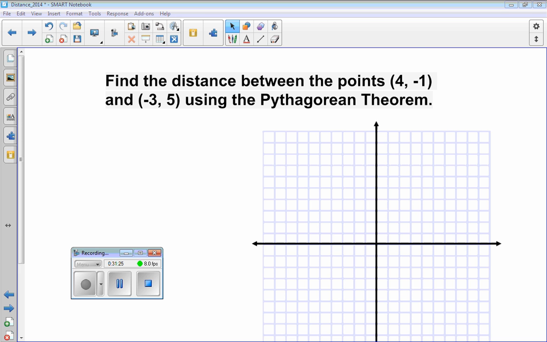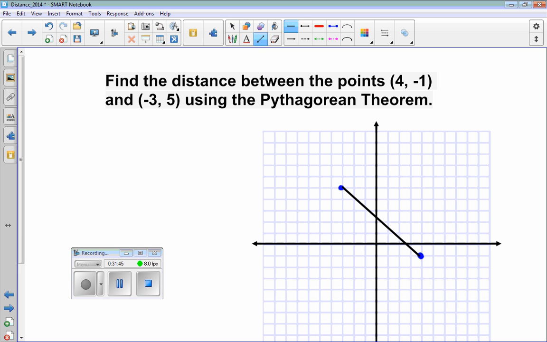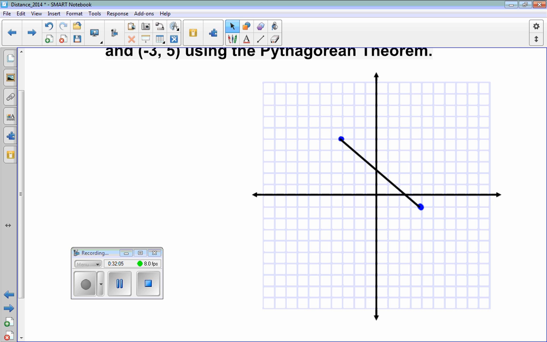Okay? The point (4, -1) is going to be in quadrant 4. And then we have (-3, 5), which is going to be in quadrant 2. I did ask that we just connect them because I do want us to actually find the length of that particular segment. So let's see if I can get it to look exact. There we go. And if I want to use the Pythagorean theorem to do this, I need to create a right triangle. And I see that some of us are already doing that, and that's fantastic.